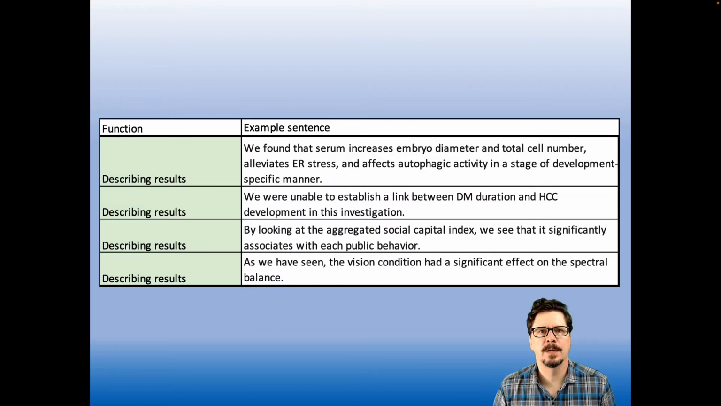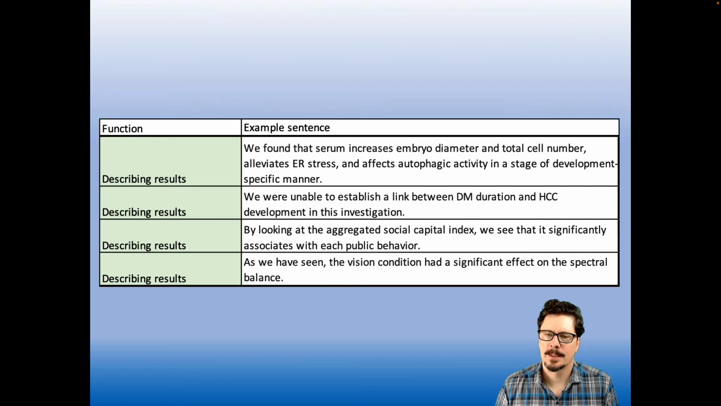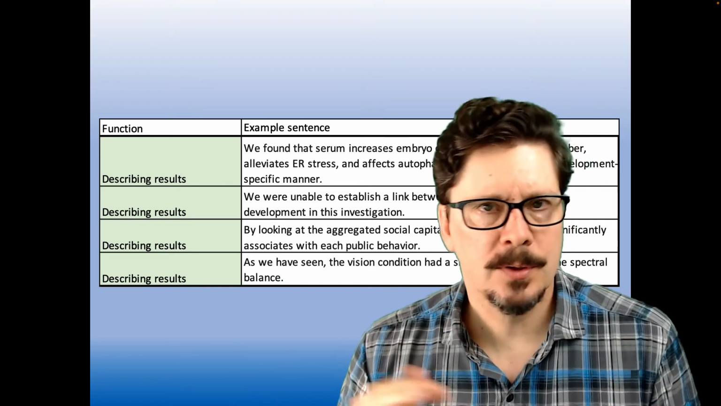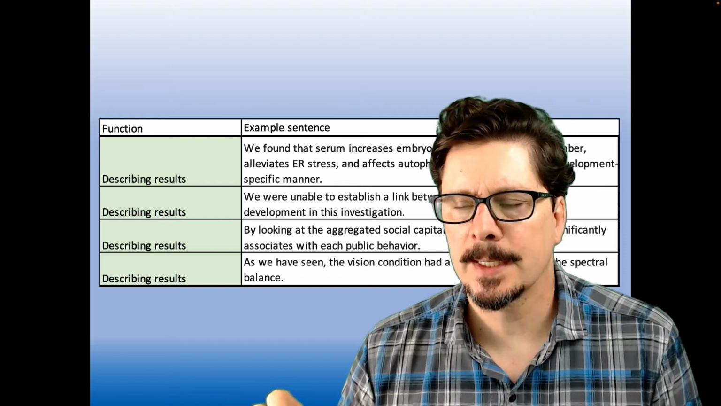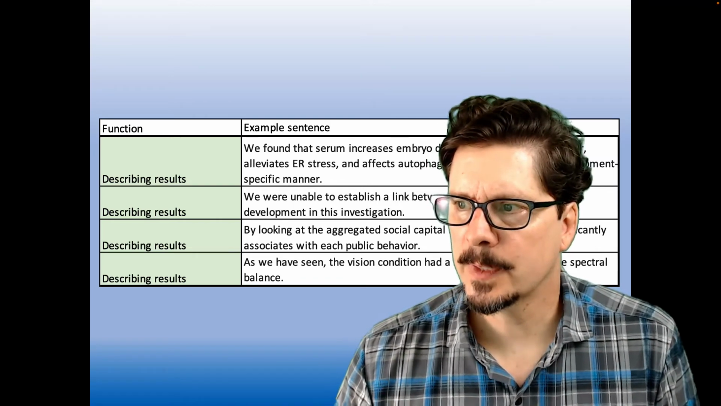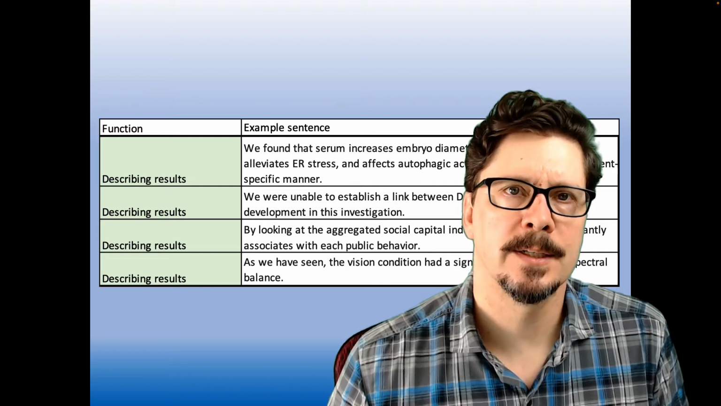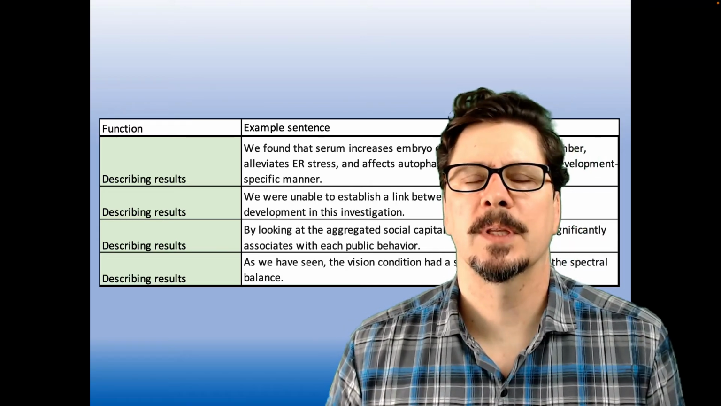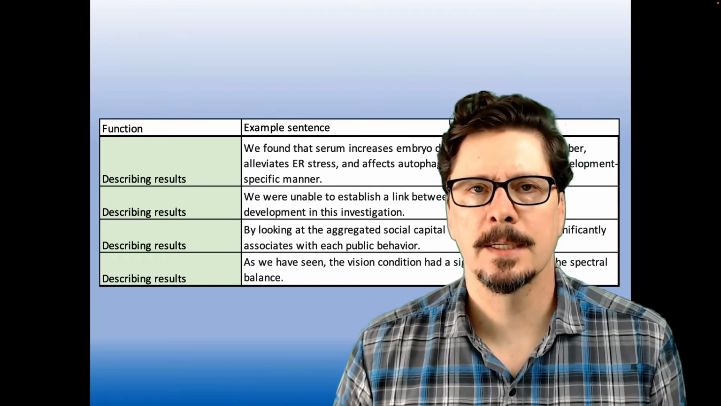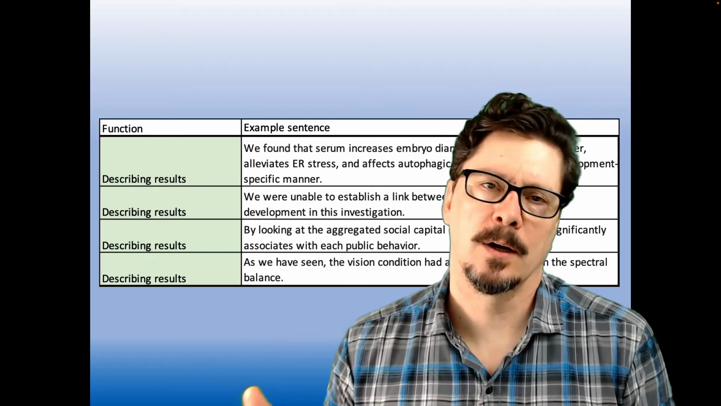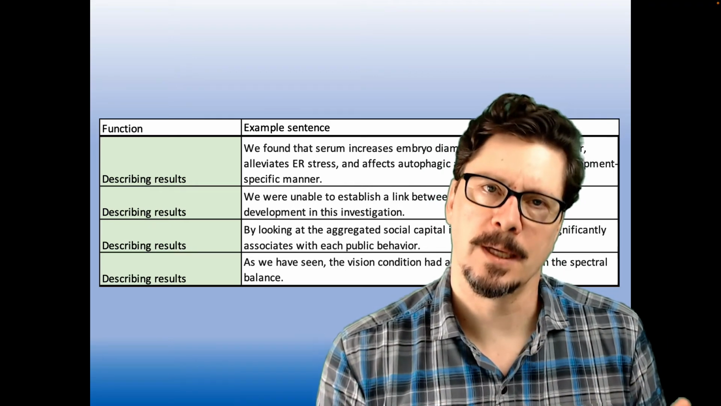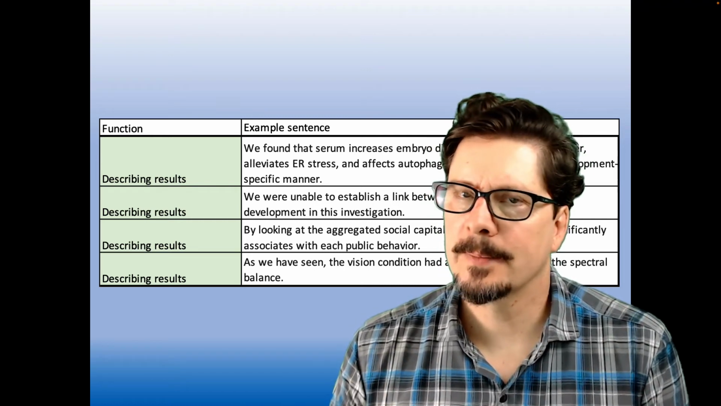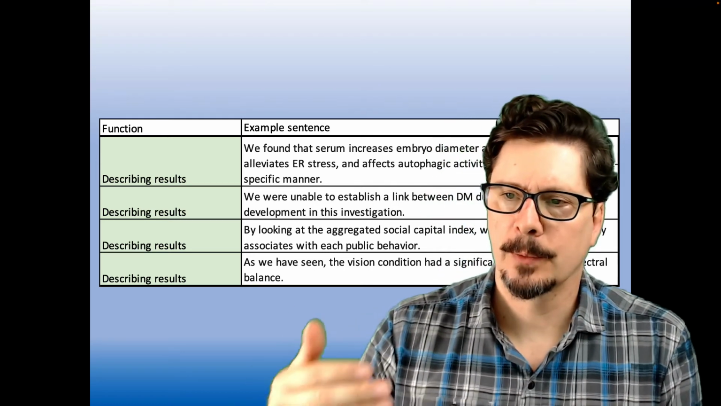Examples for describing results. "We found that serum increases embryo diameter and total cell number, alleviates ER stress, and affects autophagic activity," etc. All right, "we found that." If you cross out "we found that" and just say serum increased embryo diameter and total cell number, alleviated ER stress, the sentence says the same thing. It's shorter, and you've eliminated the "we" and put the focus back on the science and off of the authors. So I would really recommend that you do it that way instead of saying "we found that."